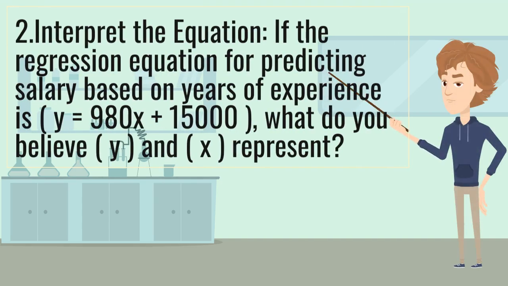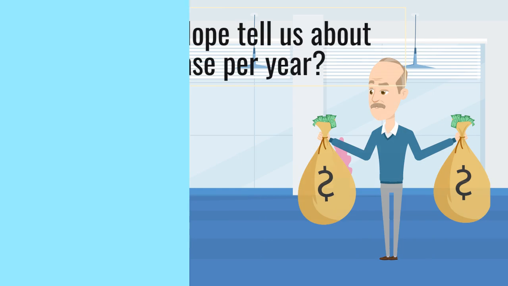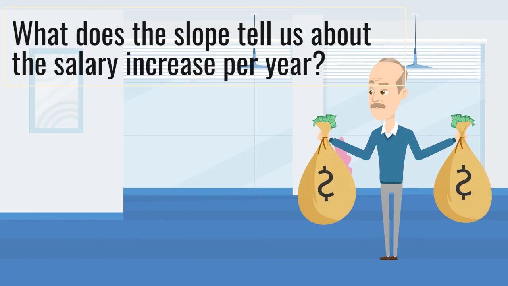2. Interpret the equation. If the regression equation for predicting salary based on years of experience is y equals 980x plus 15,000, what do you believe y and x represent? What does the slope tell us about the salary increase per year?